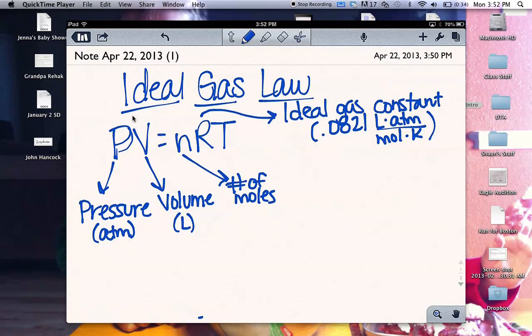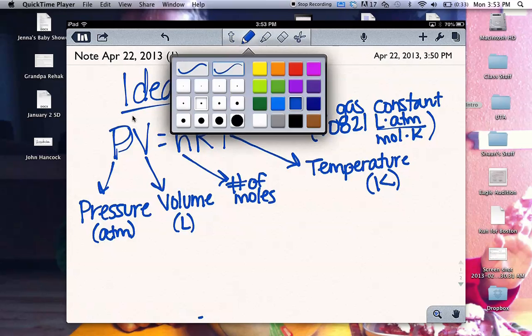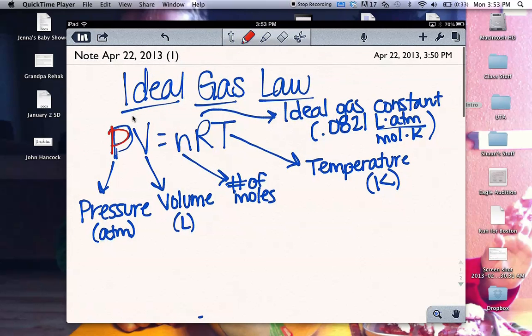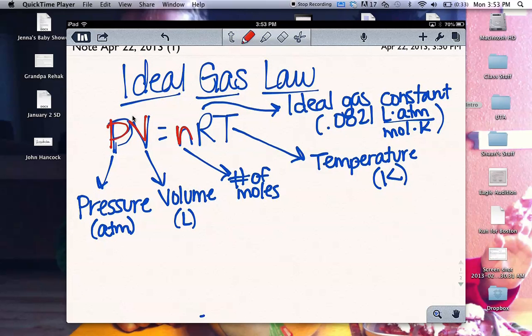And then your last amount here is T, which is temperature. And just like every gas law so far, temperature has got to be in the units of Kelvin. And you can use the ideal gas law anytime that you do not have a chemical reaction going on. If you're just taking a gas and you know the pressure and the volume and the number of moles, and you want to find out, well, what temperature is that at? Then you would use the ideal gas law for that.